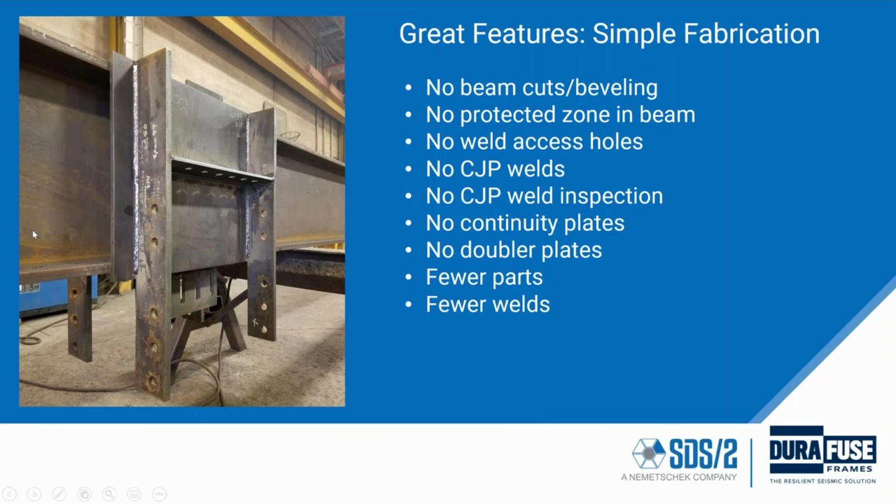So this is showing one of our column assemblies. Let me highlight a few things here. All of the welds are done in the shop. There's no field welding. All of the welds are fillet welds that require visual inspection. There's no CJP or PJP welds. There's no beam cuts or beveling that are required in connections that require field welding.